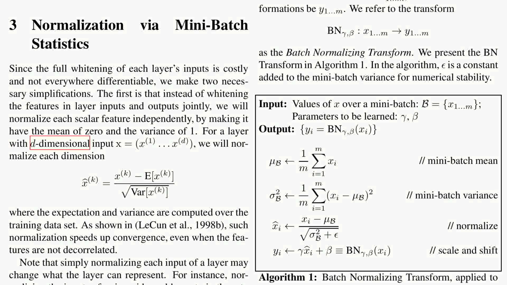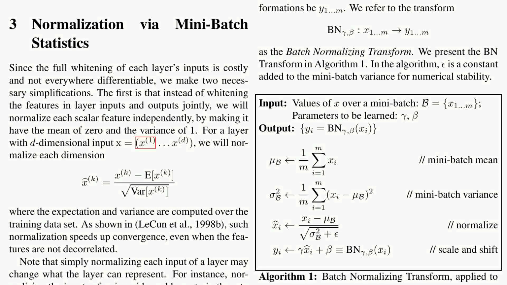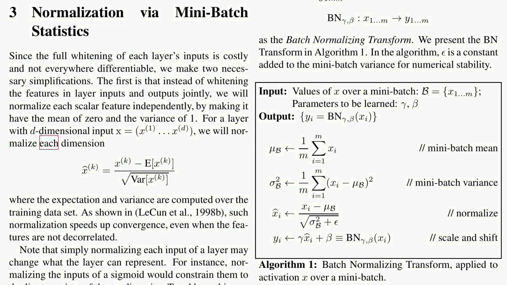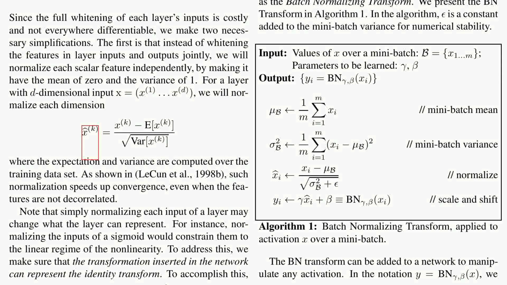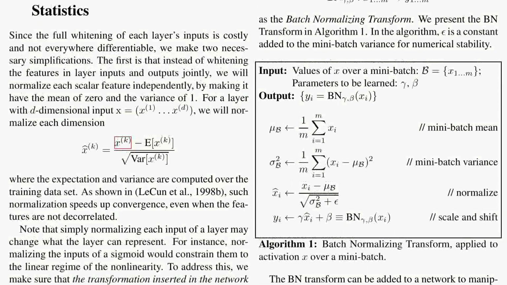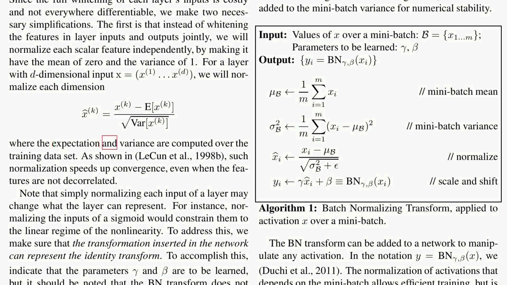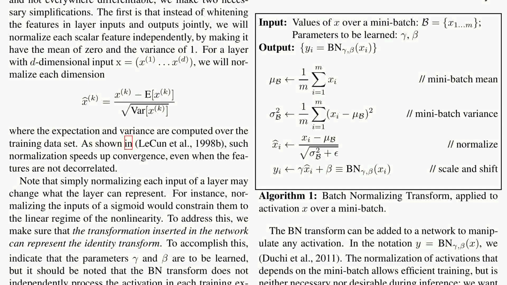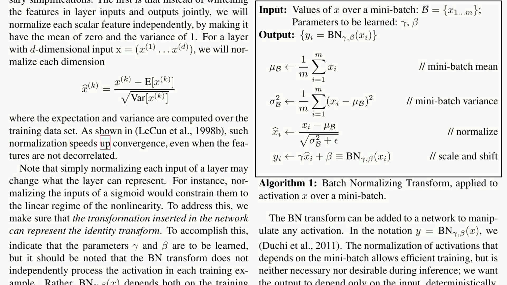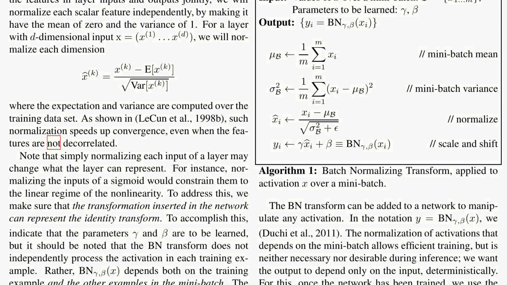For a layer with d-dimensional input x = (x^(1), ..., x^(d)), we will normalize each dimension x̂^(k) = (x^(k) − E[x^(k)]) / √Var[x^(k)], where the expectation and variance are computed over the training data set. As shown in LeCun et al., 1998b, such normalization speeds up convergence, even when the features are not decorrelated.